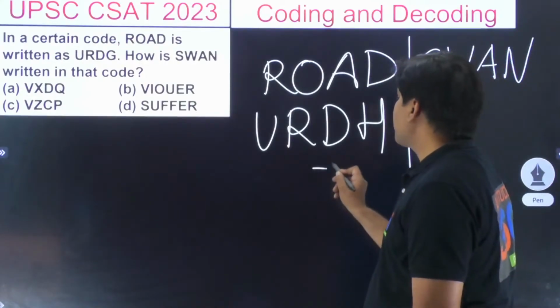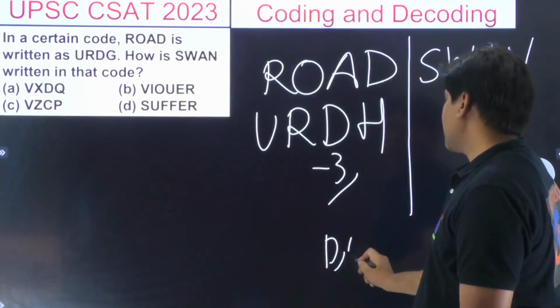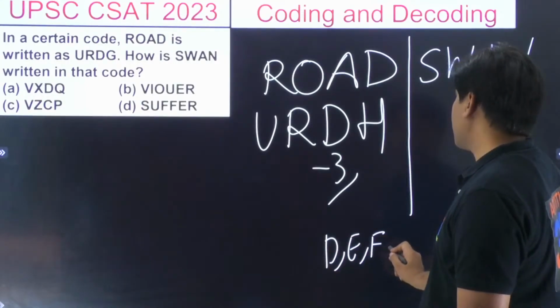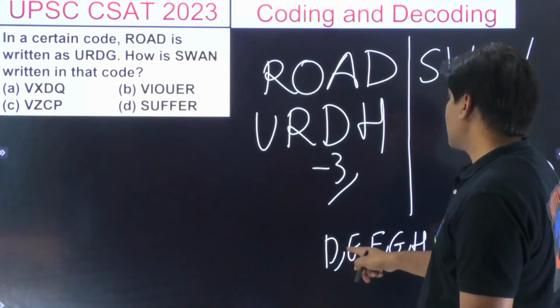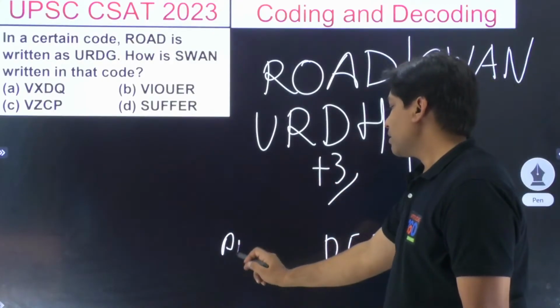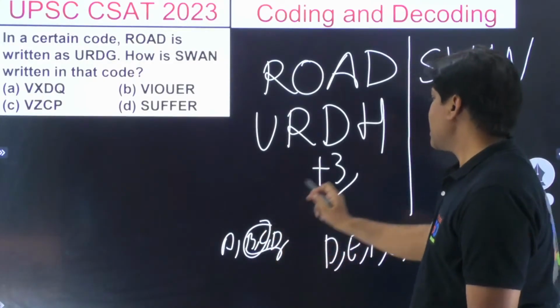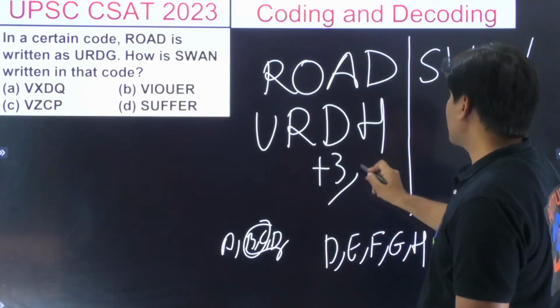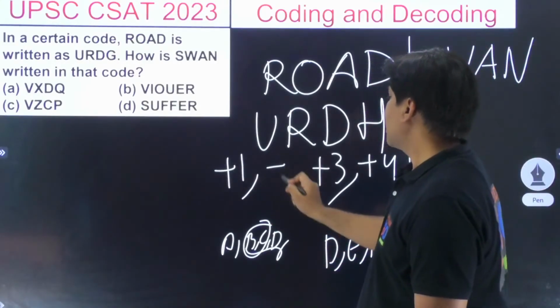So this is -3. D, E, F, G, H. So +3. A, B, C, D. So B, C, 3. 1, 2, 3, 4.